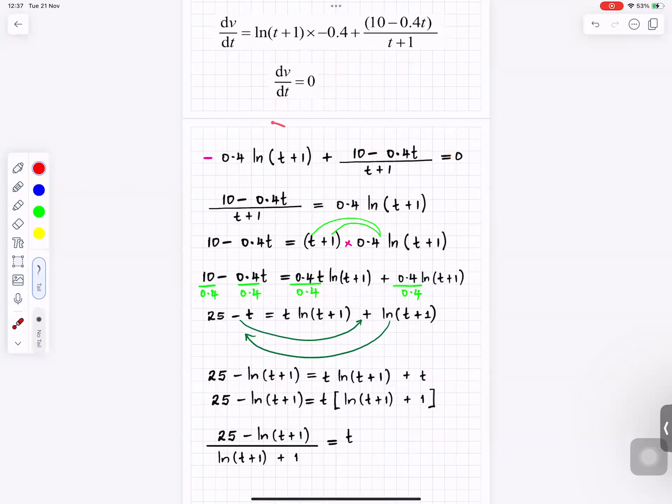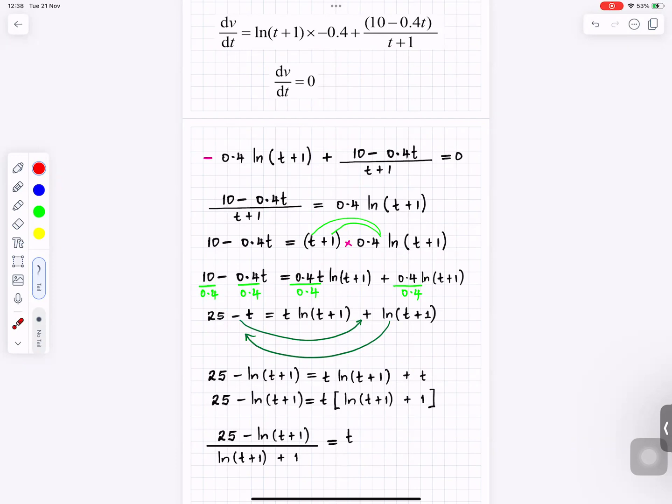And then we take the minus 0.4 to the right-hand side, it becomes plus. Now this is where we have to rearrange it to get the answer. With t plus 1 on the denominator, we take it to the right and multiply it. Now we can remove the bracket. 0.4 ln(t plus 1) times t gives you 0.4t ln(t plus 1), and we multiply by 1. So expand the bracket, we get those two. Now we divide everything by 0.4. So it gives you 25 minus t equals t ln(t plus 1) plus ln(t plus 1).